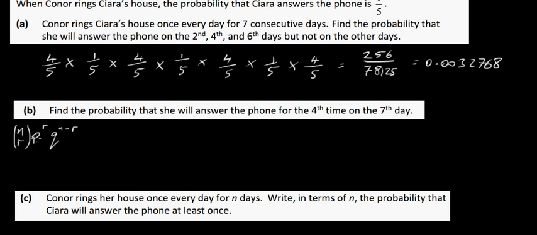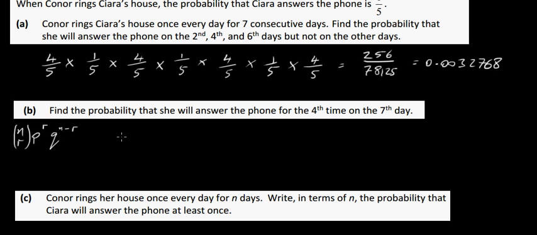Okay, so in our case, now we want to find the probability that she will answer the phone for the 4th time on the 7th day. Now the way we're going to do that is work out the probability that she answers the phone 3 times in 6 days and then answers the phone on the 7th day. So that gives us 4 answers of the phone on the 7th day. So let's have a look.